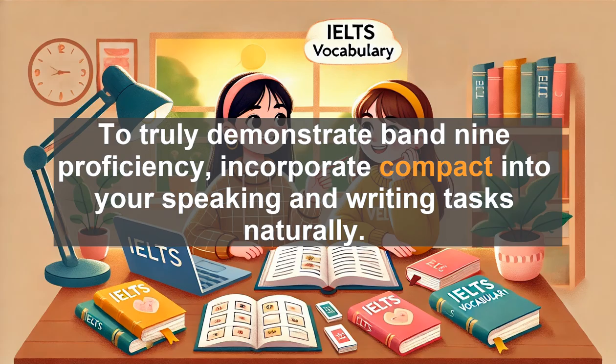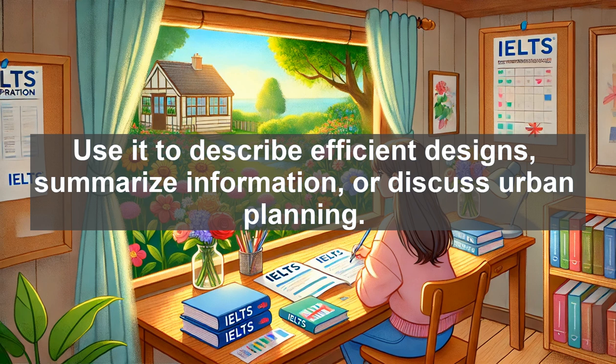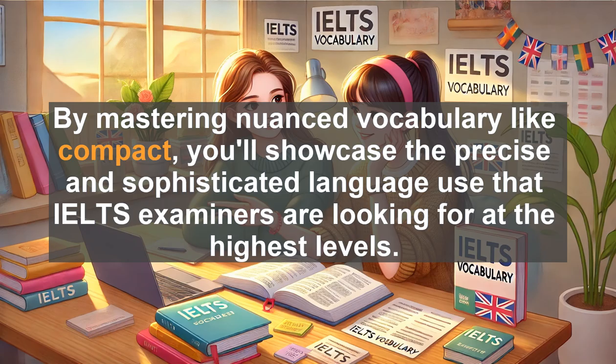To truly demonstrate Band 9 proficiency, incorporate compact into your speaking and writing tasks naturally. Use it to describe efficient designs, summarize information, or discuss urban planning. By mastering nuanced vocabulary like compact, you'll showcase the precise and sophisticated language use that IELTS examiners are looking for at the highest levels.